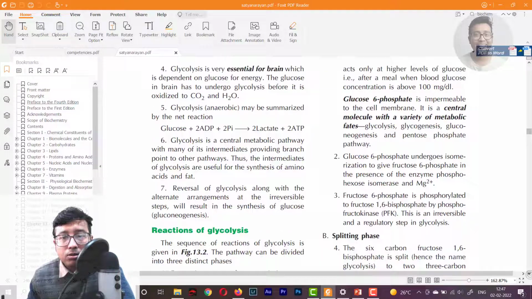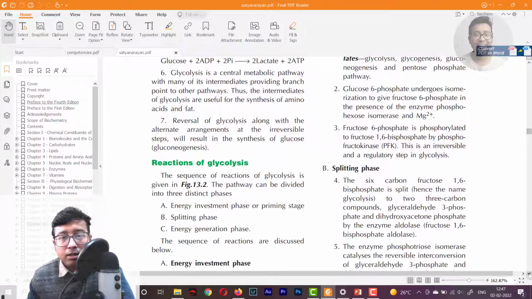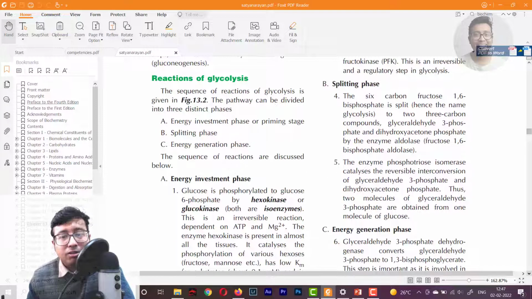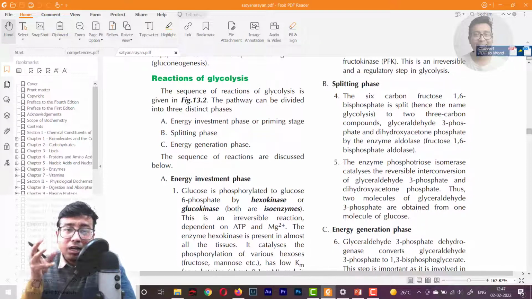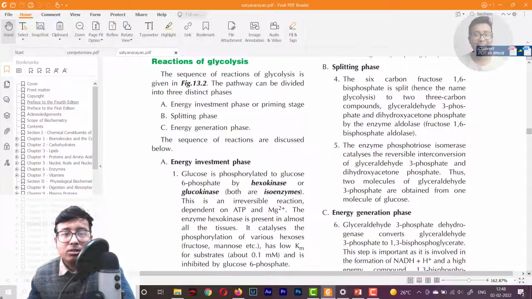You don't need to read pages after pages. Splitting phase, investment phase, you can just know the names, and the energy regeneration phase. Often in viva, when you are giving viva in the carbohydrate metabolism chapter, the examiner may ask you all these things, but just by knowing the irreversible steps you are done. The examiner will not penalize you if you cannot name the energy investment phase, splitting phase or energy regeneration phase. What we'll be more interested in is the regulation of carbohydrate metabolism.